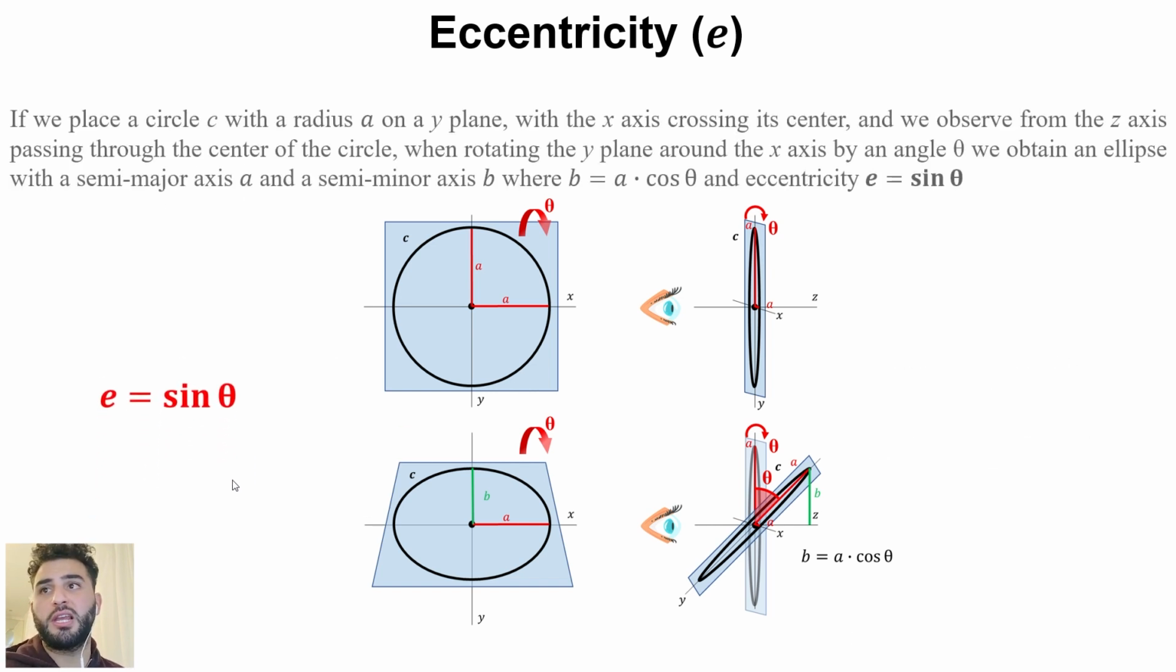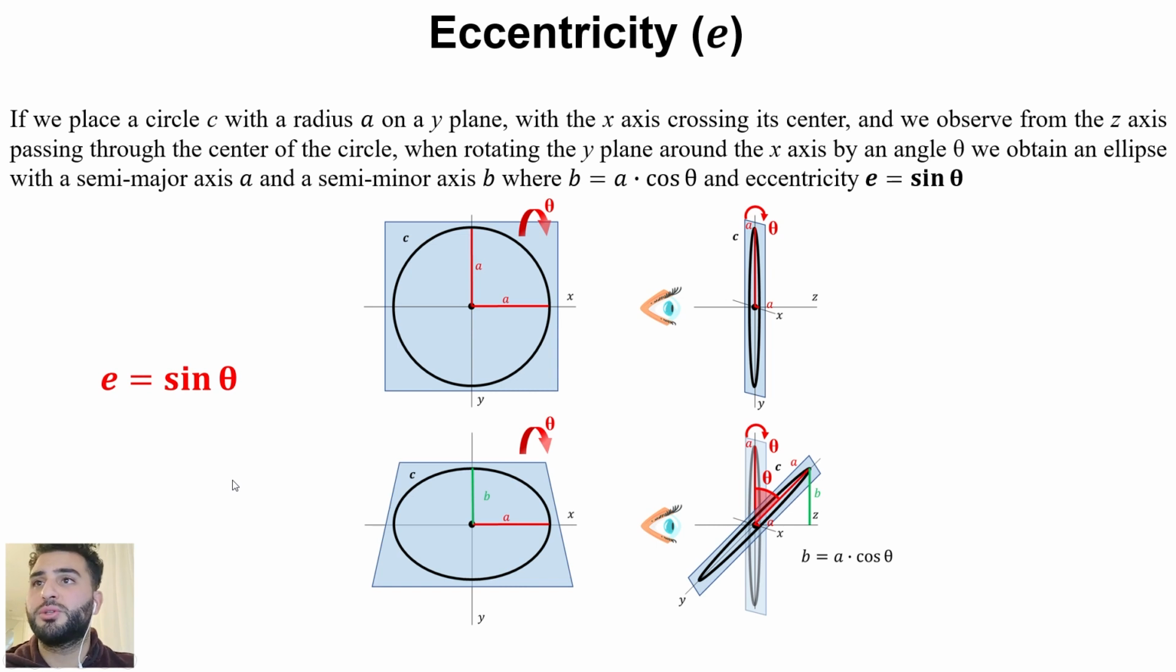So here is how you can now calculate the eccentricity simply by knowing the angle of rotation. If I take a circle and rotate it with an angle theta, you obtain an ellipse, and the eccentricity is equal to sine theta. If you don't rotate it at all, you keep the angle at 0 degrees, you keep a circle, so sine 0 degrees gives me 0. As you can see, the eccentricity of a circle remains 0.